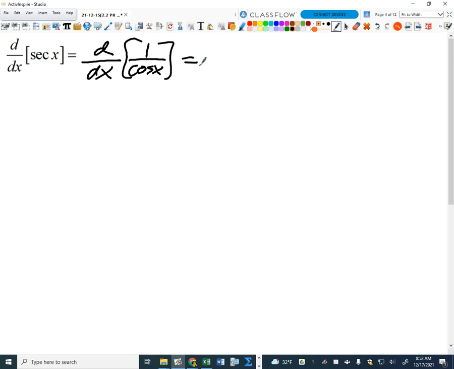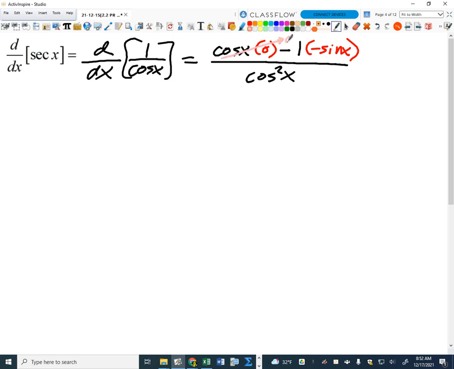So if I use the quotient rule here, I get low d high, which is cosine x times 0, minus top, which is 1, times the derivative of the bottom, which is negative sine x, all divided by the bottom squared. Well, look what happens there. This guy goes to 0. And would you agree I just get sine x over cosine squared x?